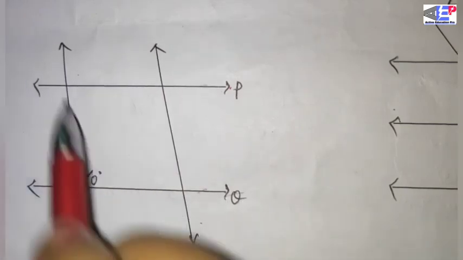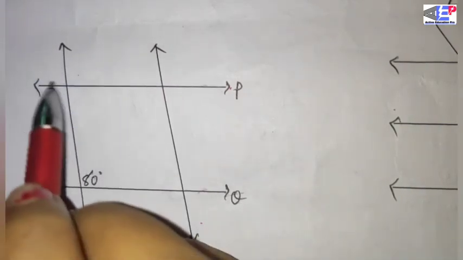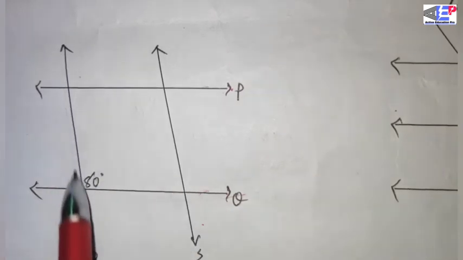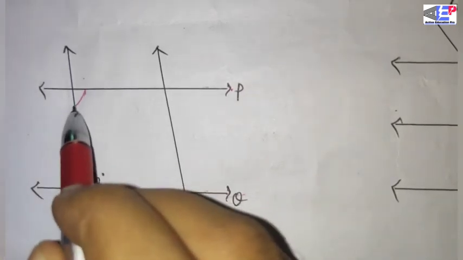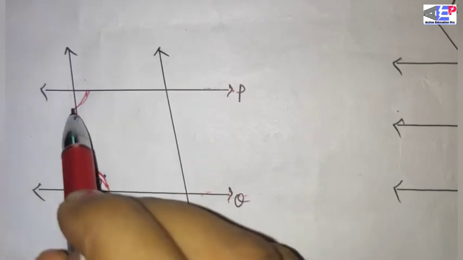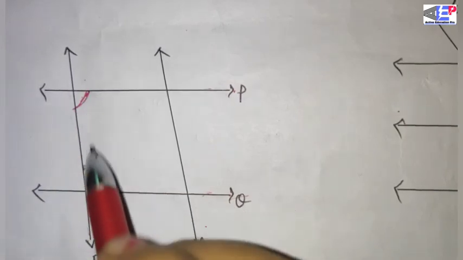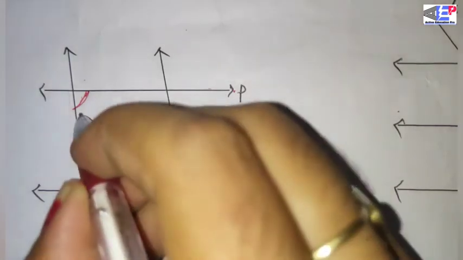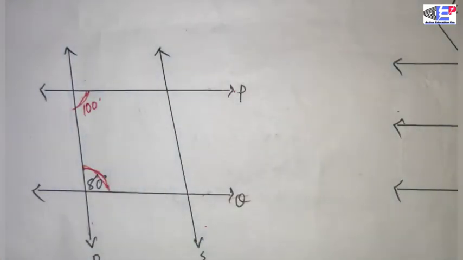P is parallel to Q and R is a transversal. So here this angle and this angle make 180 degrees. The sum of this angle and this angle is 180 degrees because these are same side interior angles. So this must be 100 degrees. Okay, by applying the same rule for another pair of parallel lines.